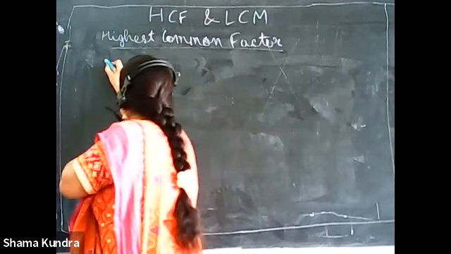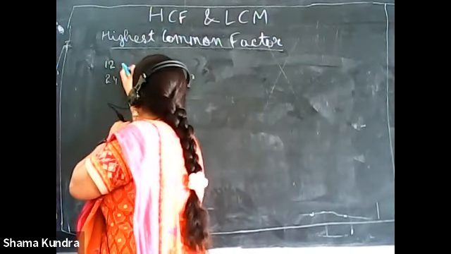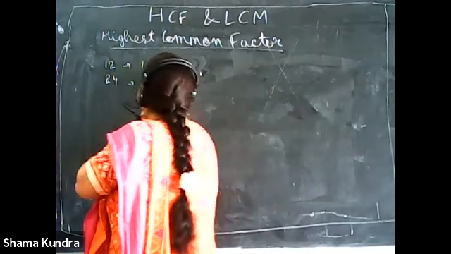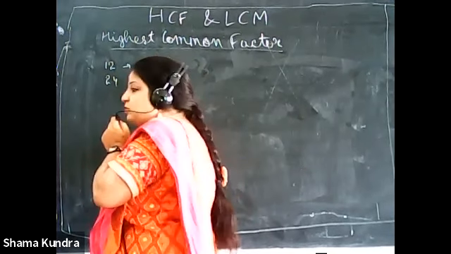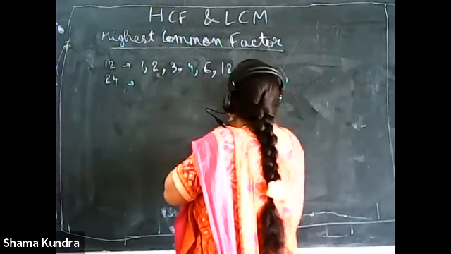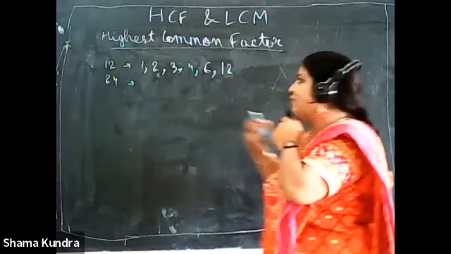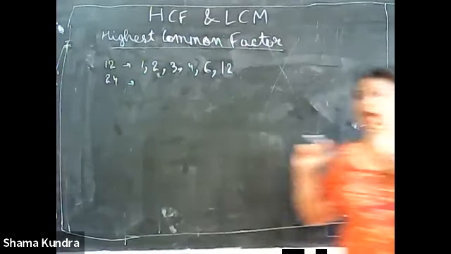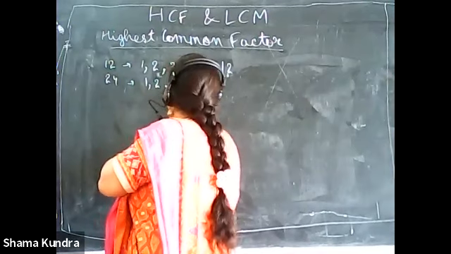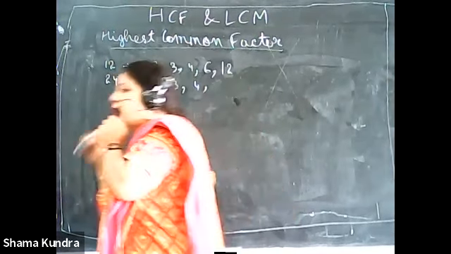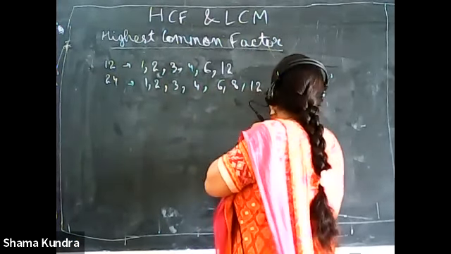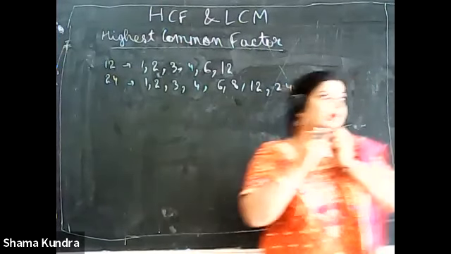For example, if I have 12 and 24. First of all, I will write the factors of 12. I know 1, 2, 3, 4, 6, and last is 12. These are the factors of 12. Next is 24. Now I have to write the factors of 24: 1, 2, 3, 4, 6, 8, 12, and 24. All these are factors of 24.